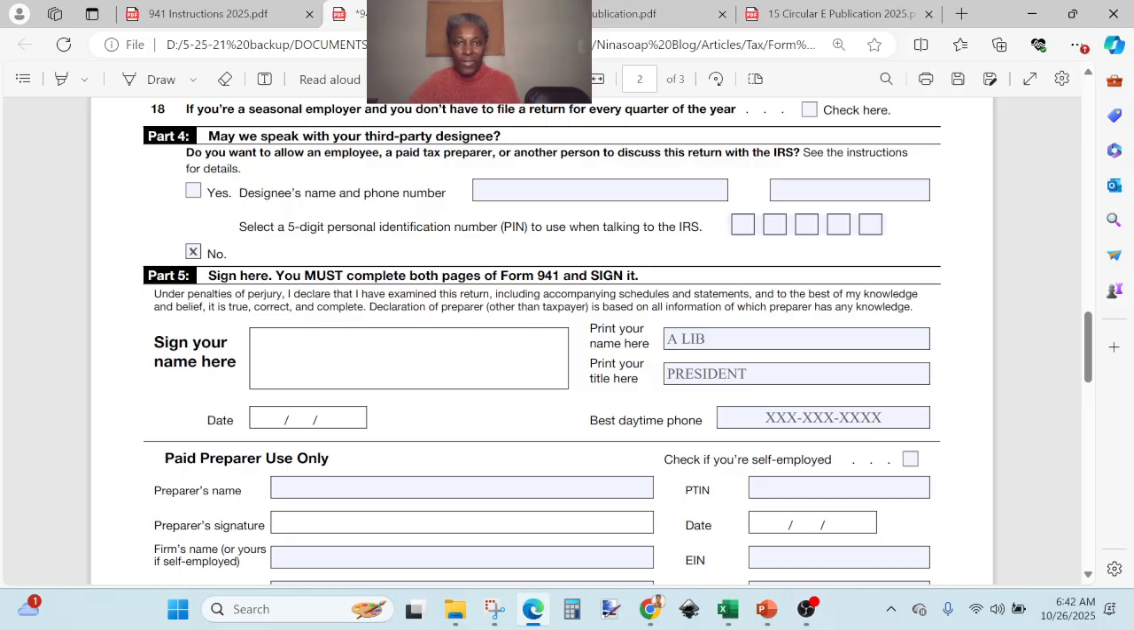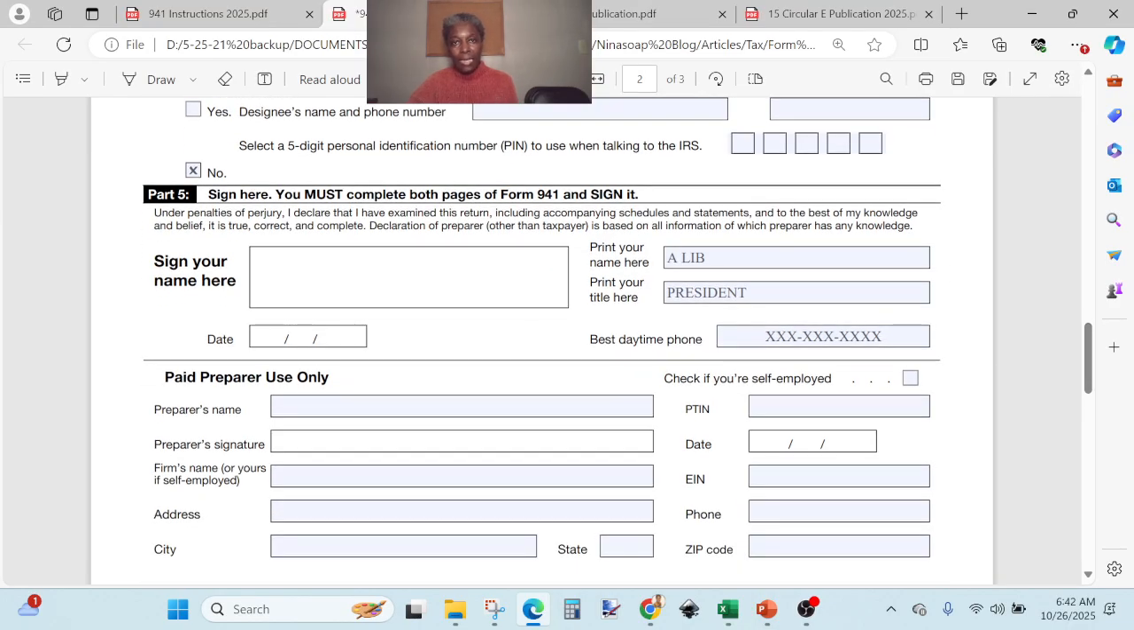Otherwise, if you are filing for yourself, I just like to put no, because after all, if you are signing the form, you are going to have your name, your title, and your phone number on part 4 for IRS to contact you. If you are a tax preparer, it is the business owner that is going to sign the document. That business owner's name should be on part 4 this section, and the title of that business owner and the business owner's phone number.